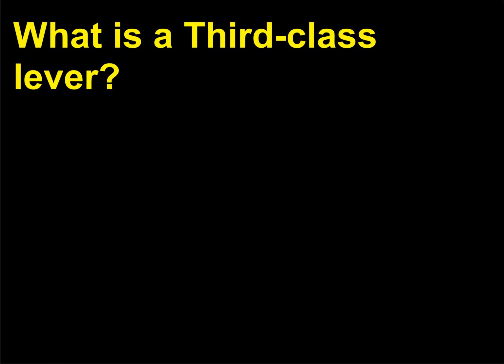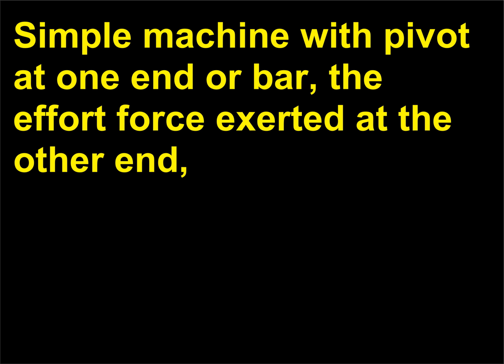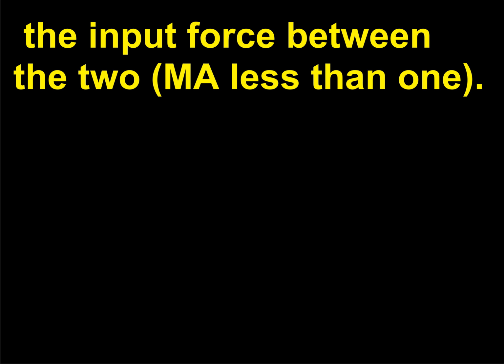What is a third-class lever? Simple machine with pivot at one end of the bar, the effort force exerted at the other end, and the input force between the two. Mechanical advantage less than 1.